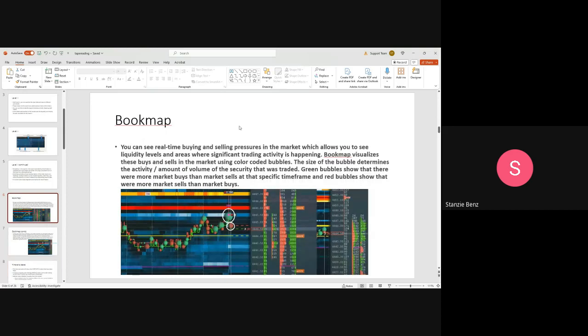So what's Bookmap? I'm just going to read this because it summarizes it very well. You can see real-time buying and selling pressures in the market, which allows you to see liquidity levels and areas where significant trading activity is happening. Bookmap visualizes these buys and sells in the market using color-coded bubbles. The size of the bubble determines the activity and amount of volume of the security that was traded. The green bubbles show that there were more market buys than market sells at that specific time frame, and the red bubbles show that there were more market sells than market buys.